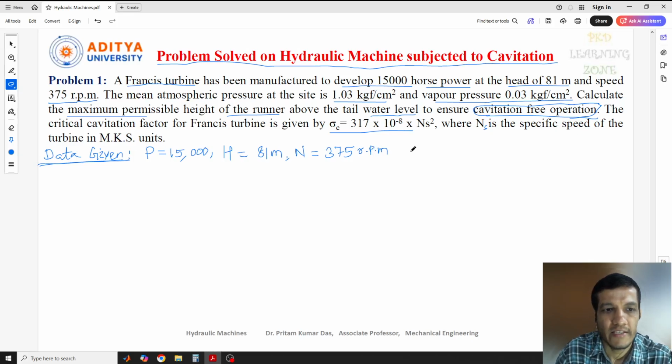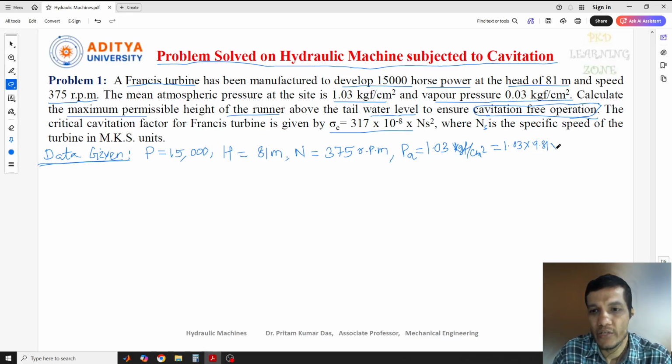Next is the mean atmospheric pressure at the site, 1.03 kg per centimeter square. That means atmospheric pressure PA is 1.03 kgf per centimeter square. This one we can convert into Newton per meter square. How to convert it? 1.03 into 9.81, so kgf is converted into Newton, and centimeter square we can convert into meter square by multiplying by 10 to the power 4. So this we can write as Newton per meter square, not meter 4.